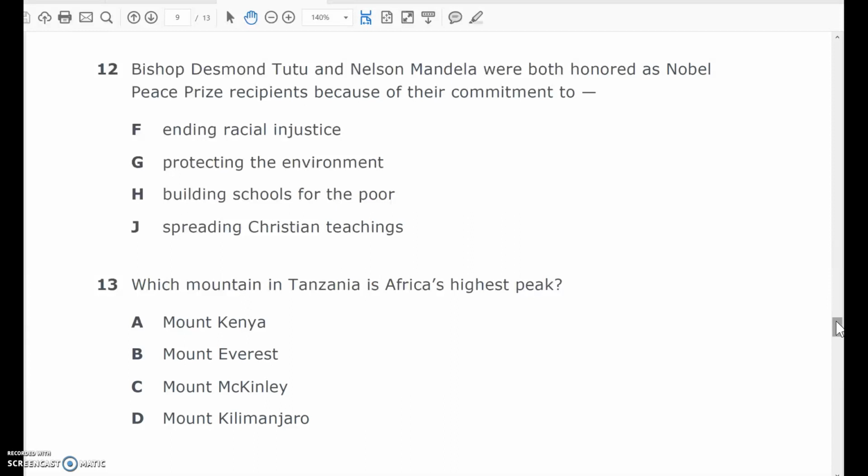Number 13. Which mountain in Tanzania is Africa's highest peak? A. Mount Kenya, B. Mount Everest, C. Mount McKinley, D. Mount Kilimanjaro.